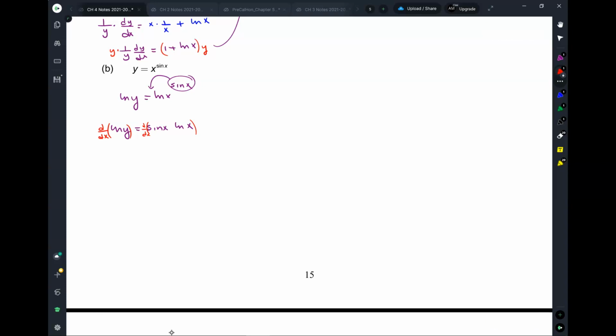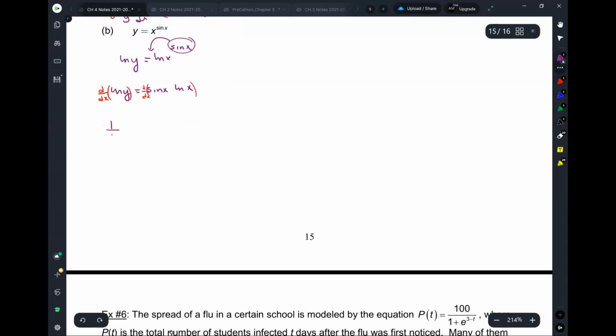Okay, on the left-hand side, 1 over y dy dx equal to. Right-hand side is a product rule, yes? This time we're gonna see if we can do the product rule sort of on our feet, without writing u and v. Let's see if we can do that. So what is it? It's u v prime. So u is sine x, v prime is 1 over x. Look, you see how I put the dot there? You see how clear it is that I'm multiplying?